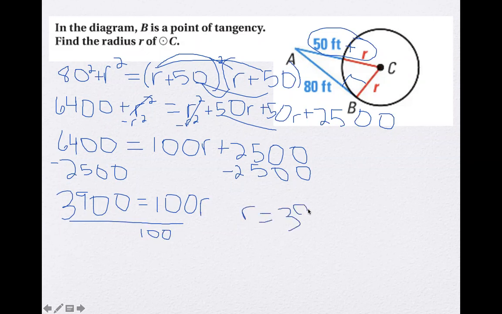Okay, this is a very typical, common problem. So this is definitely one you want to know how to do. You're going to see this on a next example. You're going to see this on your homework. So we're going to practice this again, okay? They wanted the radius of r. R is 39. That one's a lot of work, but it's a satisfying one.